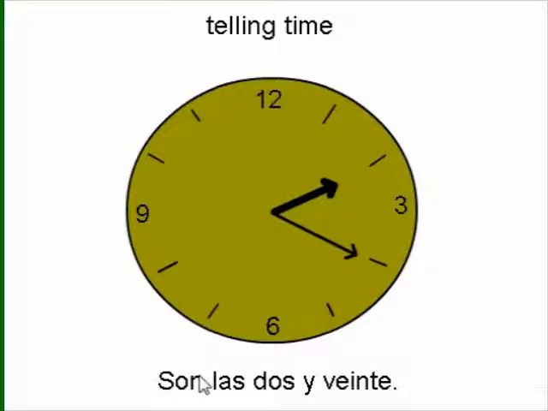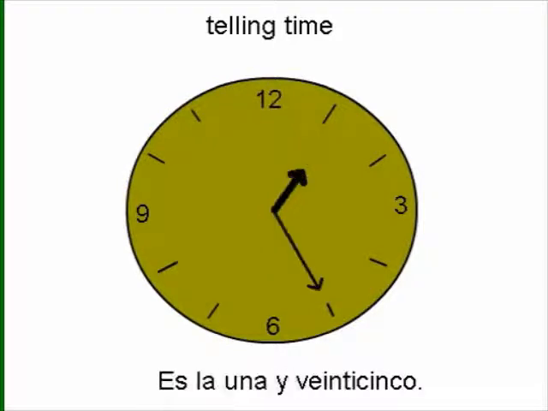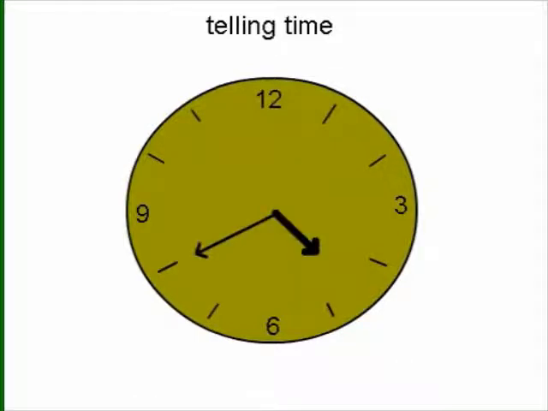The only exception to this is going to be when they use one as their reference hour. They would say es la una, and so forth. But with anything else it's plural, so we say son las. Here's another example with the same idea. Son las 7:05. And here's an example with 1 o'clock as the reference hour. Es la 1:25. So again, when 1 o'clock is our reference hour, we use the singular es and the singular definite article la.